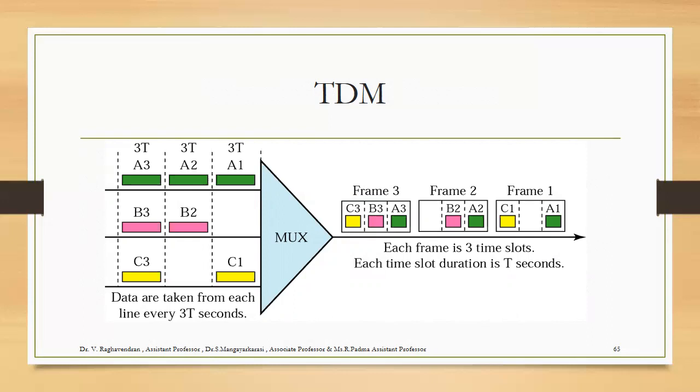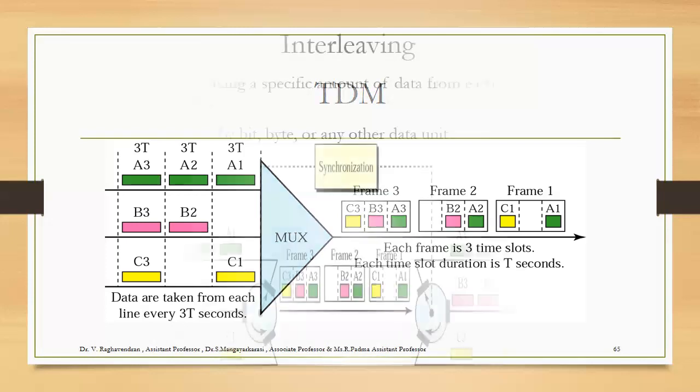After that, C1 is available, so the first frame is over. Next frame again starts from the A device, the input is A2, another one B2 is available, C is not available, so it is treated as empty. So frame 2 is over. Next, the third frame again starts from the first input A3, B3 is available, C3 is also available. Here, each frame has 3 time slots. Each time slot duration is treated as T seconds. If a time slot is present, it is added into the slots. If a slot is not available, it is added as an empty slot.